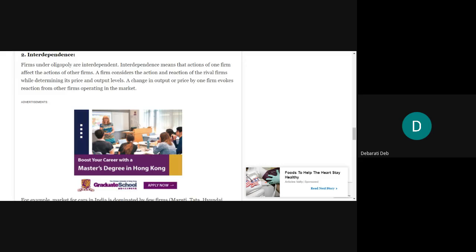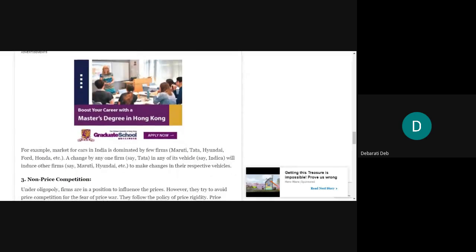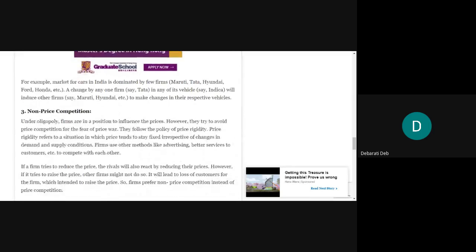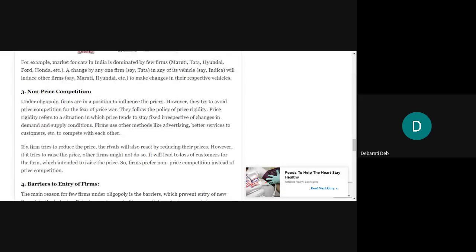That means what? One firm will have to consider the activity of the other firms in order to set its price and the output level. Otherwise, it's not going to survive, isn't it? Because there will be only few sellers, and if you don't cope up with the other sellers' activity, then you will not be able to survive.